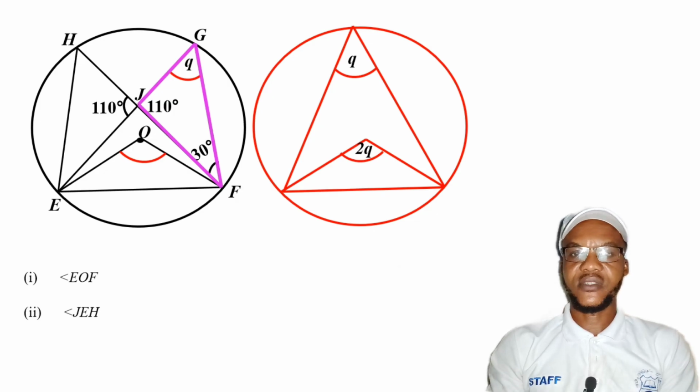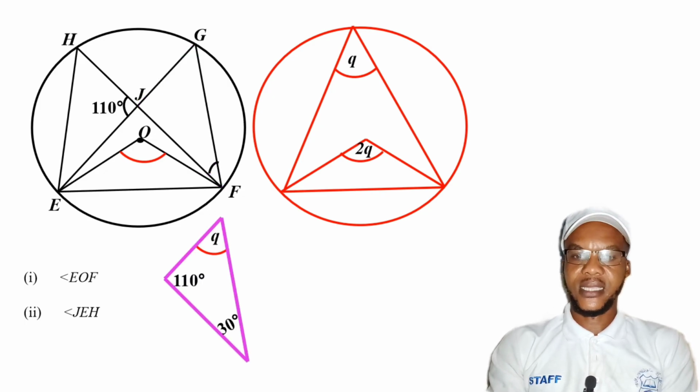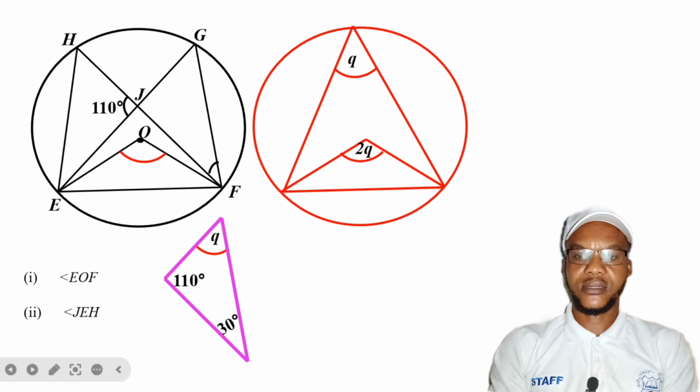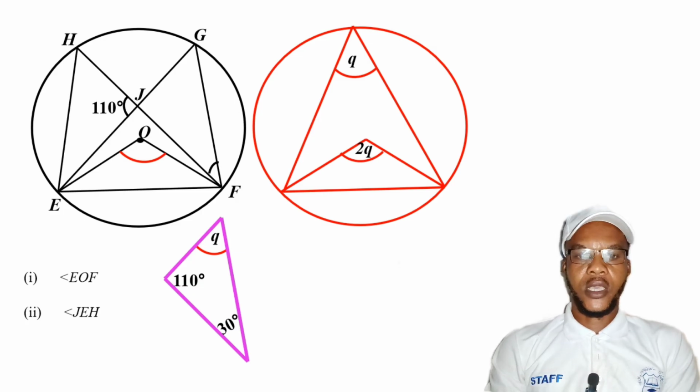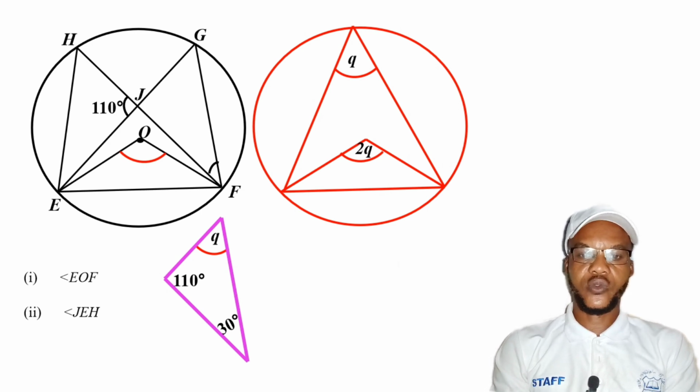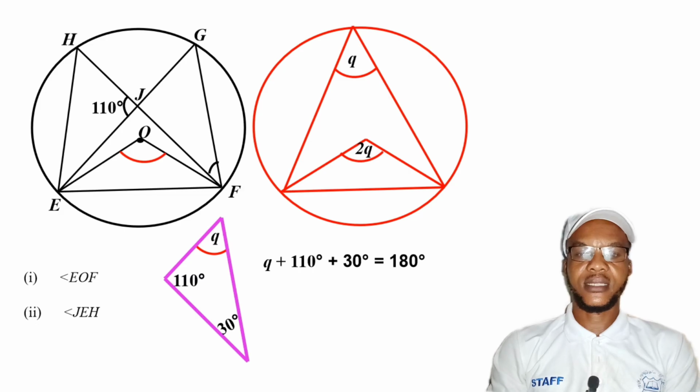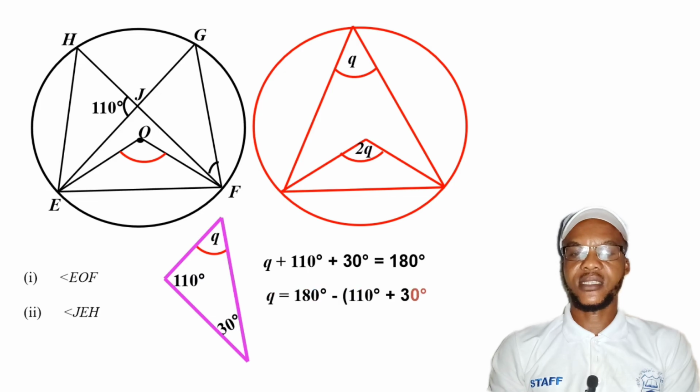Finding the sum of interior angles of what? A triangle. Okay, in that case, we are going to have that triangle. So if you have to find a sum, we are saying that we are going to get Q plus 110 degrees plus 30 degrees gives us what? 180 degrees.